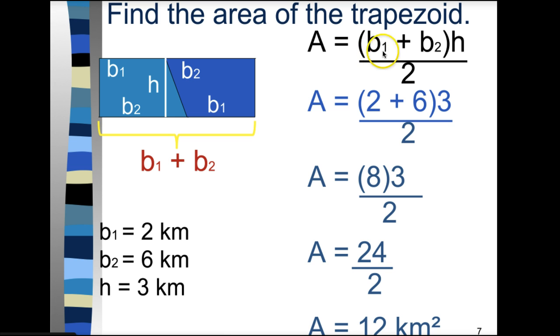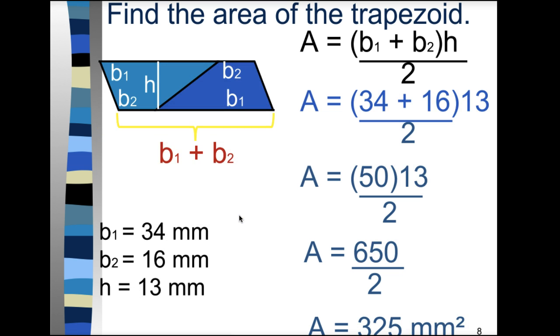So we plug that into our formula. Base 1 is 2, base 2 is 6. Add those together, and that's 8. Multiply it by the height, which is 3, and then divide it by 2. So 8 times 3 is 24, divided by 2, and it's going to equal 12 kilometers squared. Just knowing this is, again, just the modeling of why it's working that way.